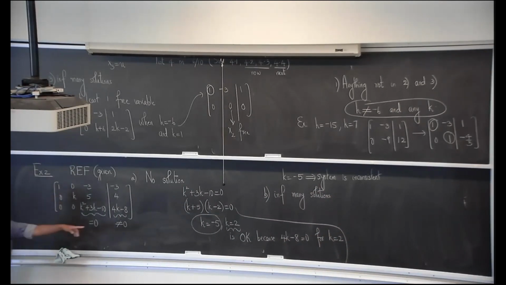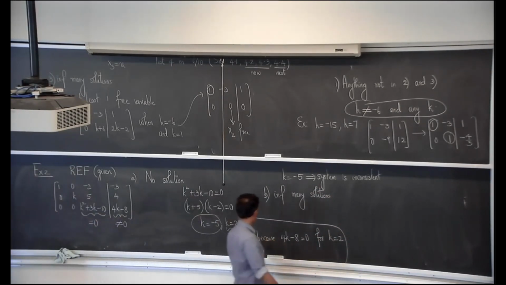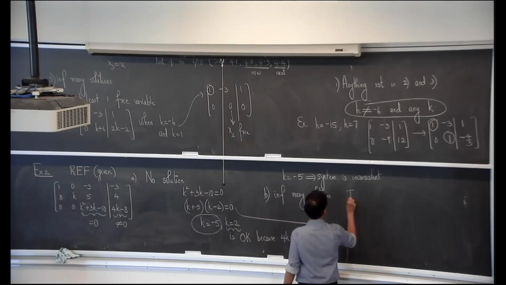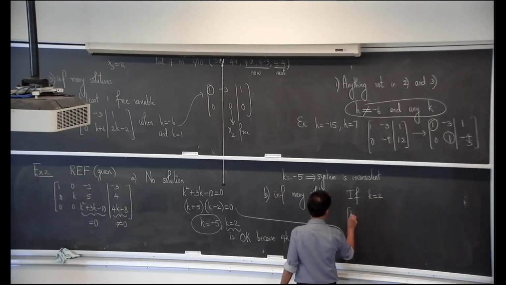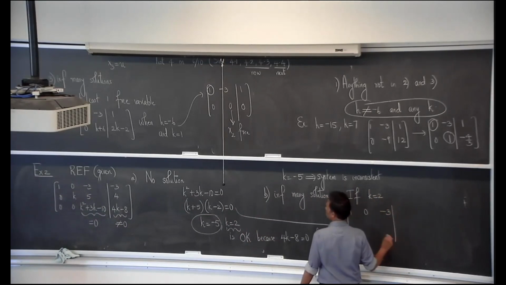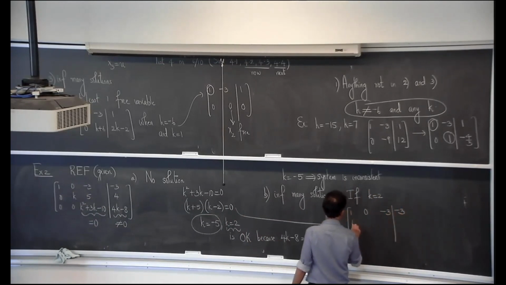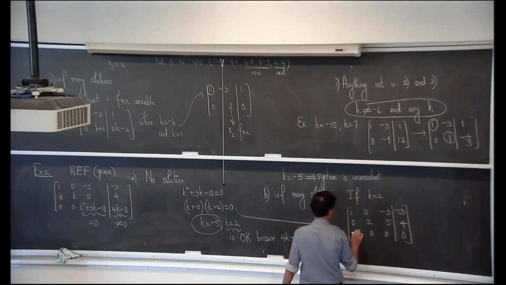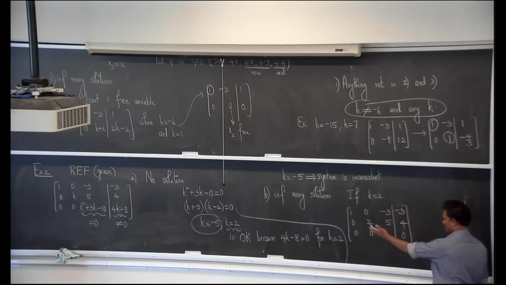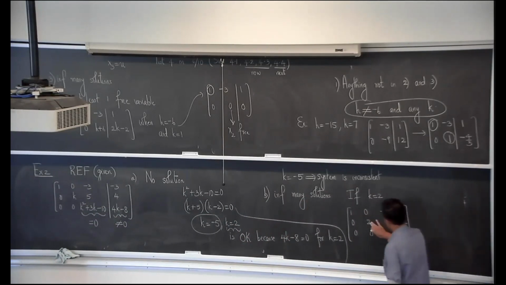What happens when K equals 2? That is the value that we kind of avoided here. You have 1, 0, negative 3, negative 3, 0, 2, 5, 4, and 0, 0, 0, 0. Of course, you could divide the second row by 2 to make it a perfect REF.